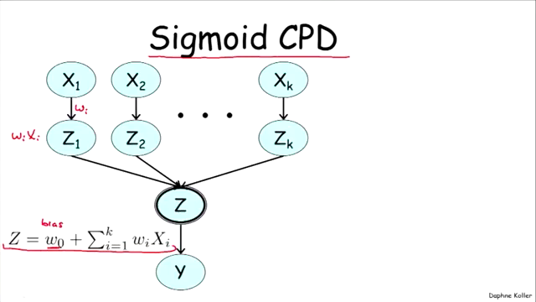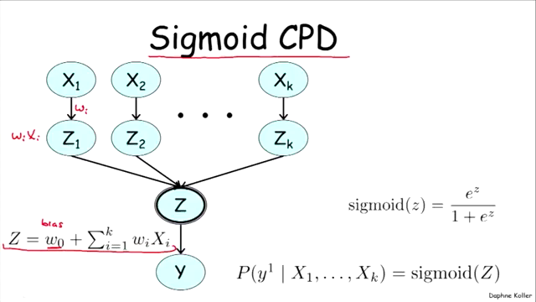w0. And now we need to turn this ultimately into the probability of the variable y, which is the variable that we care about. And in order to do that, we're going to pass this continuous quantity z, which is a real number between negative infinity and infinity, through a sigmoid function.